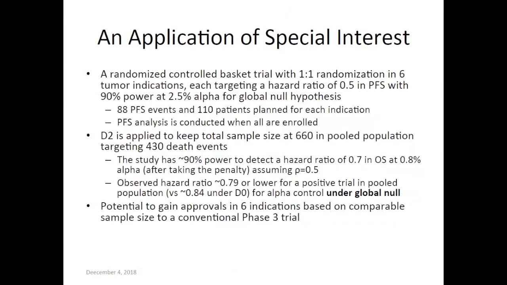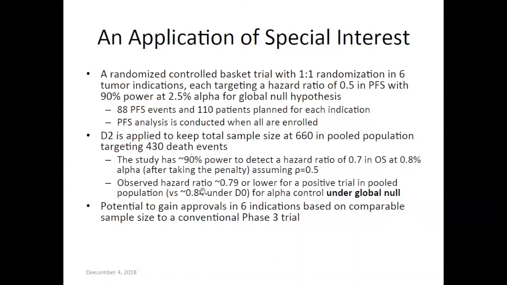In another application of special interest, you could have PFS as the interim and OS as the final. And here we assume a hazard ratio of 0.5 in PFS. We have six indications, each requiring 88 events or 110 patients. And then we apply the sample size readjustment at the end. We're looking for 430 death events. And we have 90% power to detect a hazard ratio of 0.7 in OS.